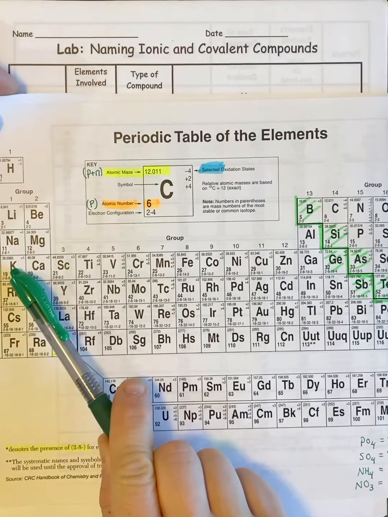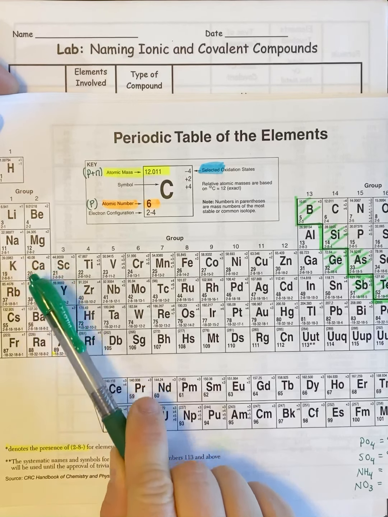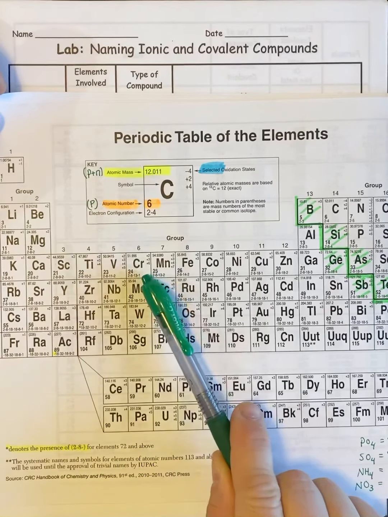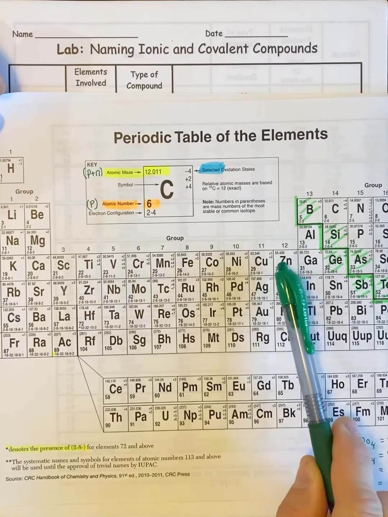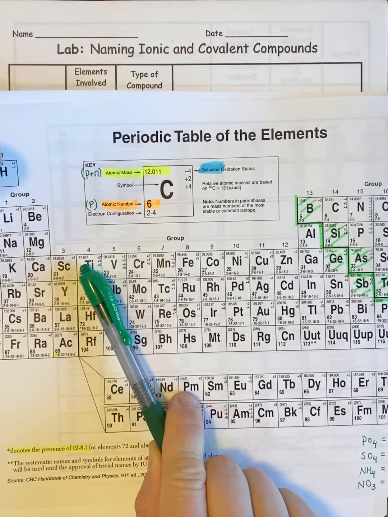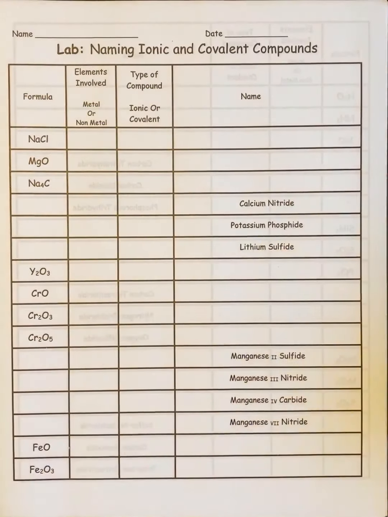remember that if there's only one oxidation state present, then you do not need to include a Roman numeral in the name. And if there's multiple oxidation states, like a lot of the transition metals tend to have, like these guys here, you are going to need to include a Roman numeral. That doesn't apply to covalent, but you're still going to want your periodic table out. So to do a couple problems, it's going to be pretty simple.